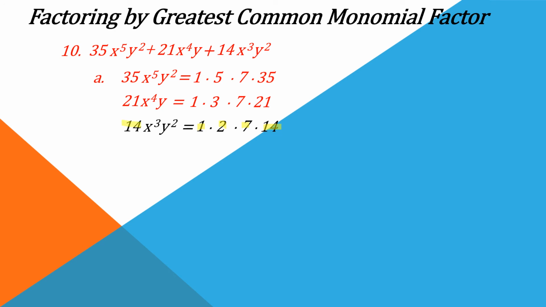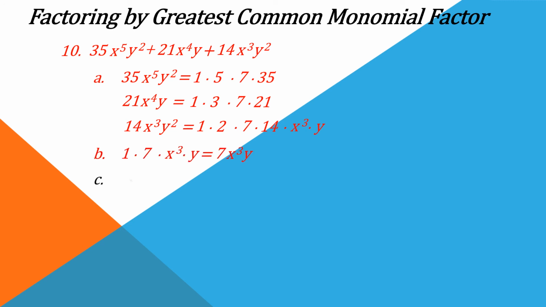And take the least exponent of variables. For x, we have x cubed, and for y, we have only y. So we will multiply these variables by our greatest common factor of the numerical coefficients, and that is 1 and 7. So 1 multiplied by 7 multiplied by x cubed multiplied by y is equal to 7x cubed y.